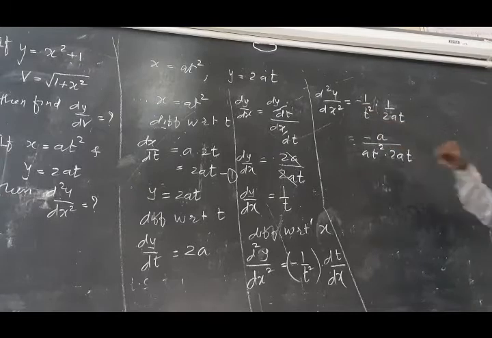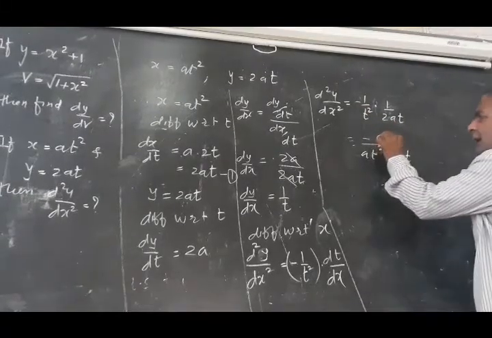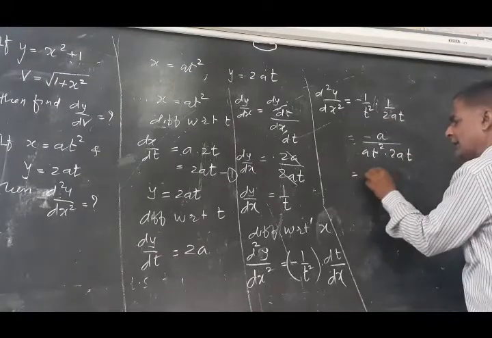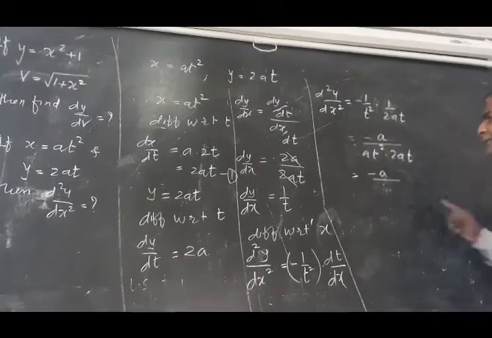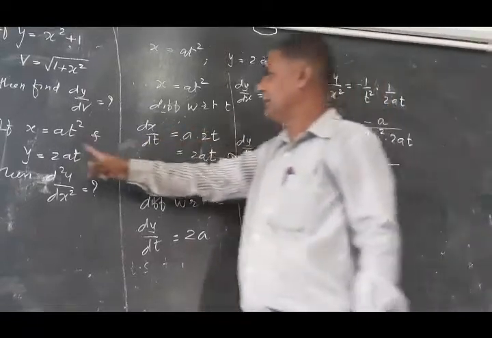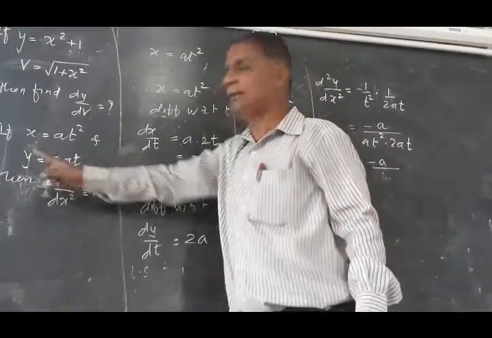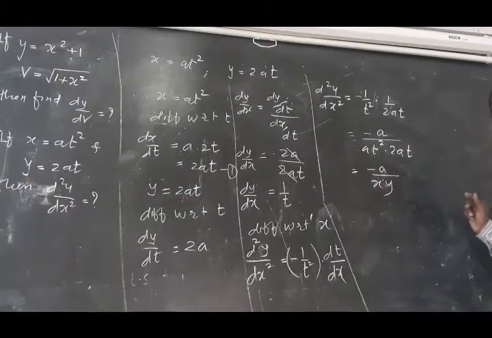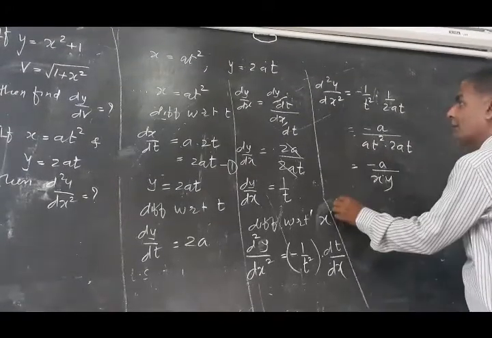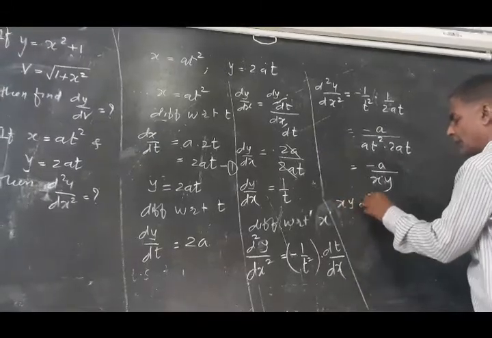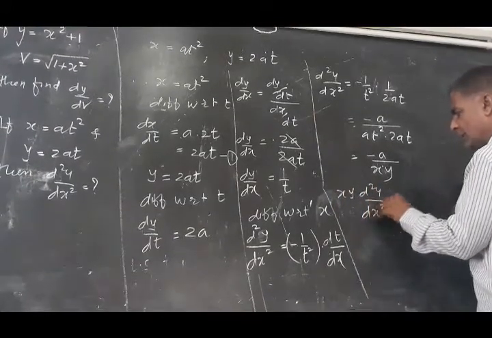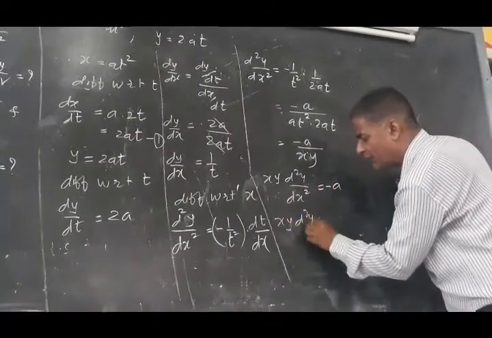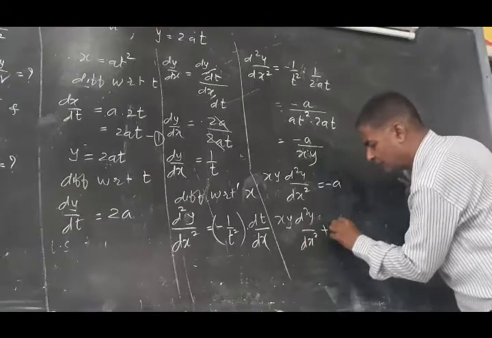Minus 1 upon t square, I adjusted a to numerator and denominator, multiplying a in numerator and denominator. What can you get here? Minus a divided by a t square, which is equal to x, and 2at is equal to y. So I can say here xy. Correct? Now cross multiplying, xy into d square y upon dx square is equal to minus a, so xy d square y upon dx square plus a is equal to 0.